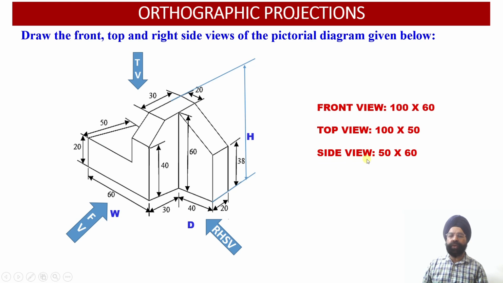And then the side view. Once we are looking at the solid from the side, the two dimensions which will be required are the depth of the solid which is equal to 50 millimeter and the height of the solid which is equal to 60 millimeter. So the side view face will be having the dimensions 50 millimeter by 60 millimeter. And now let us work out what are the faces of the solid which will be viewed in the front view, top view and the right hand side view.